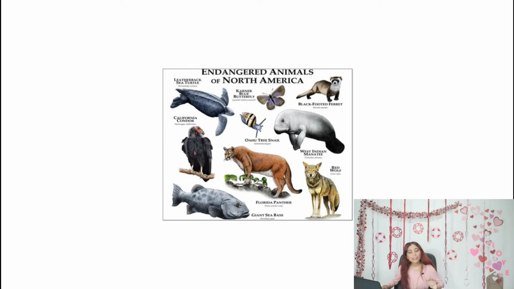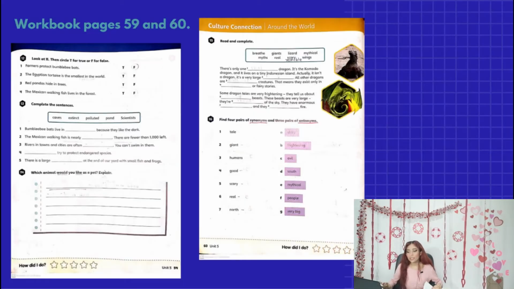So I think we can go to the activities and we learn some about other animals. If you want to know more about endangered animals, you can find on the internet Endangered Animals of Mexico, and you will have a surprise because it's pretty shocking. So let's go to the activities. Workbook pages 59 and 60. We're going to do these two pages today.